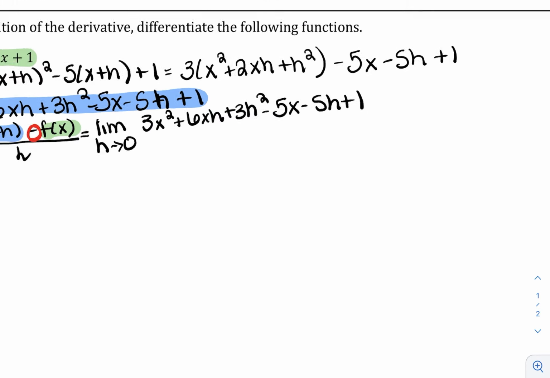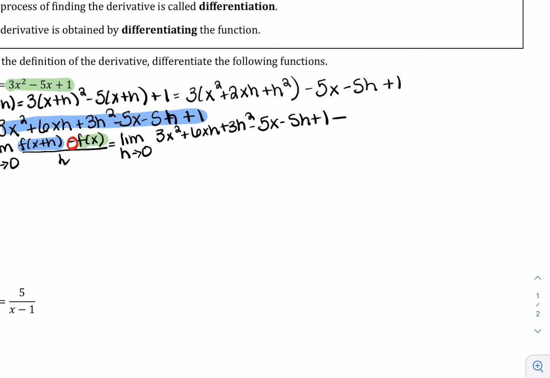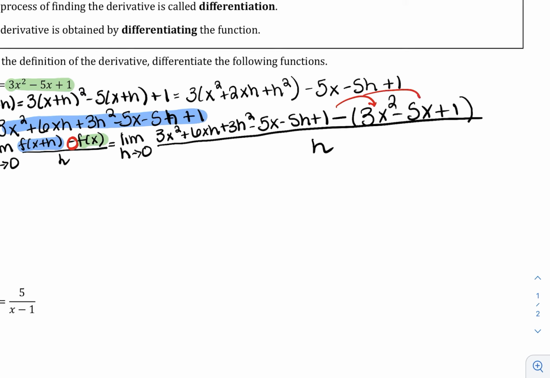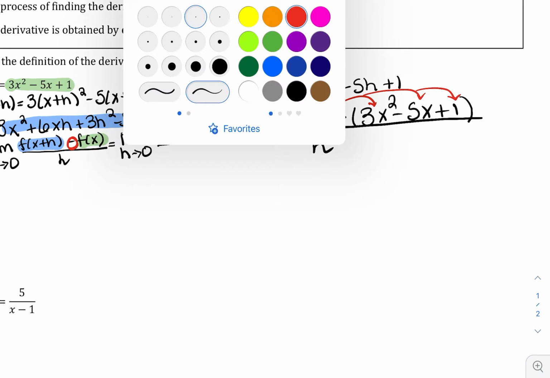And this is where you got to be careful. So now you're going to do minus, and you're going to put f of x in parentheses. So f of x was 3x squared minus 5x plus 1. And that's going to be all over h. So what happens is that you're going to take this negative and distribute it to every term. So it's going to change the sign of all three terms.